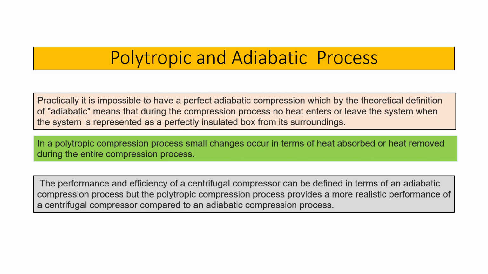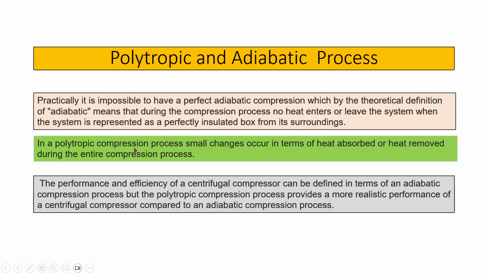Now, which one is called the polytropic process and which the adiabatic process? Practically, it is impossible to have a perfect adiabatic compression, which by theoretical definition means that during the compression process no heat enters or leaves the system, as if the system were a perfectly insulated box from its surroundings. If your compressor is perfectly insulated, no heat will go out and no heat will come inside.